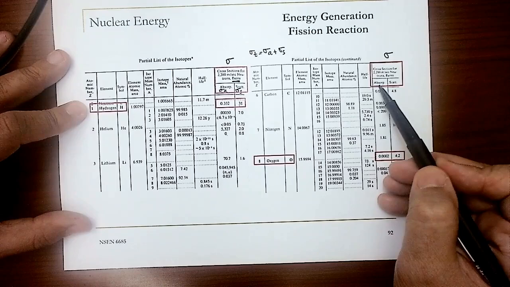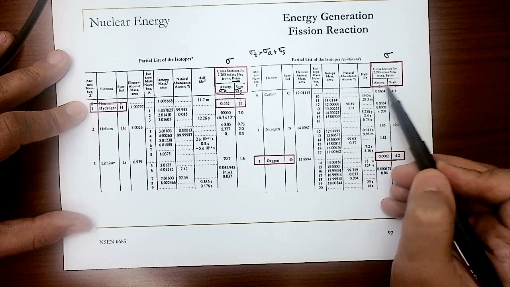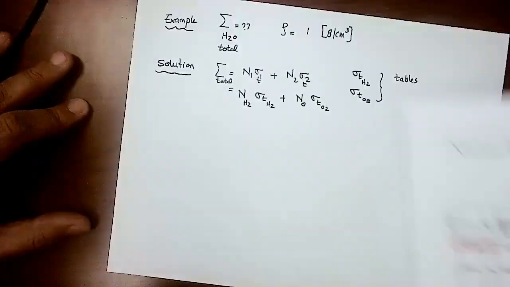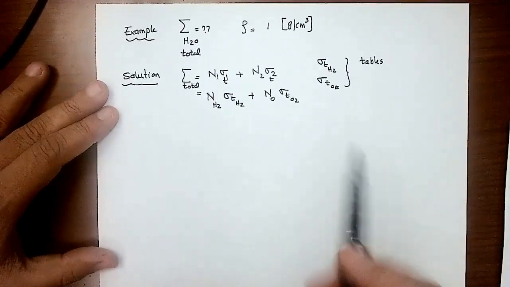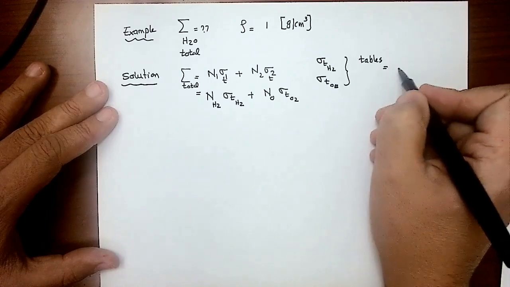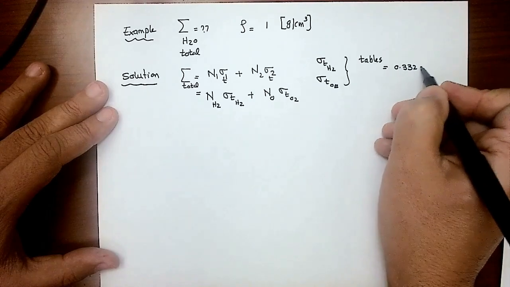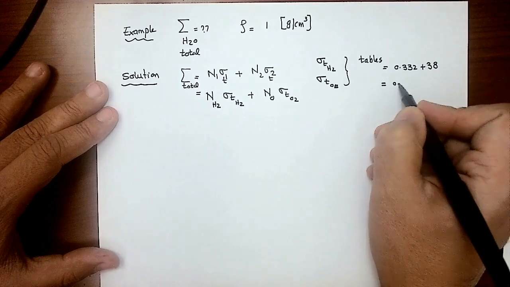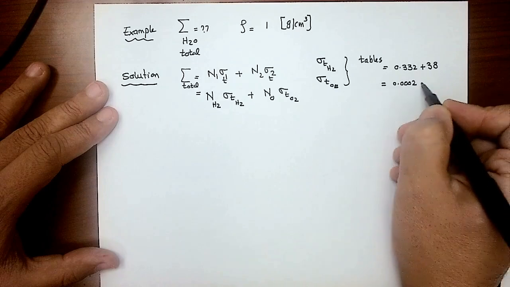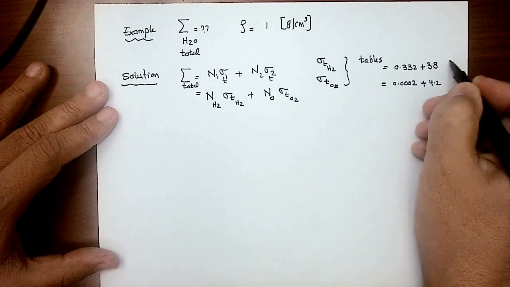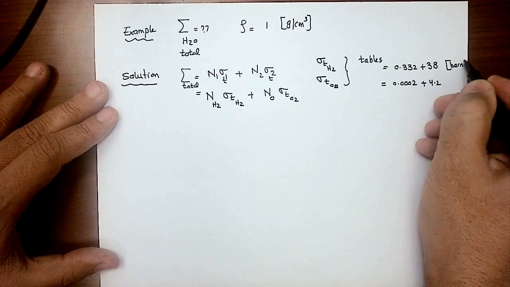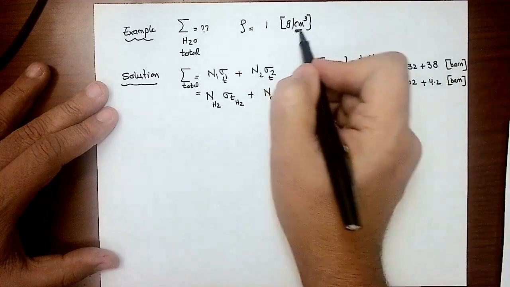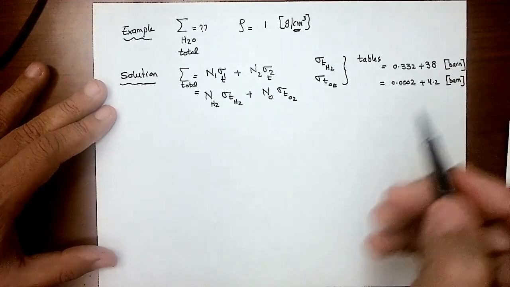We do the same for oxygen. I have sigma absorption and sigma scattering. I will add up these two numbers to get sigma total, and the two numbers are given here. So I can simply get sigma total for hydrogen by adding 0.332 plus 38. And for oxygen, I will add 0.0002 plus 4.2. Each one of them will be in units of barn. It sounds like I'm going to need everything in centimeters as the unit of distance, so I'm going to convert that later on.